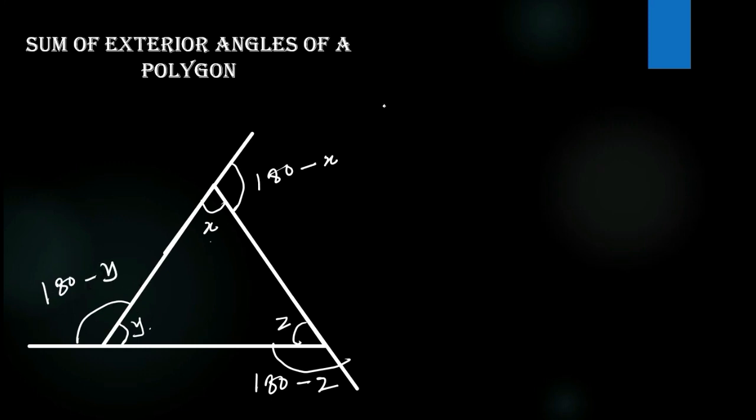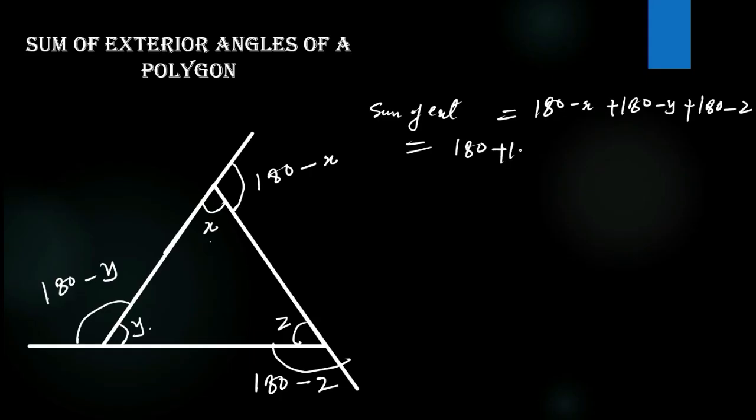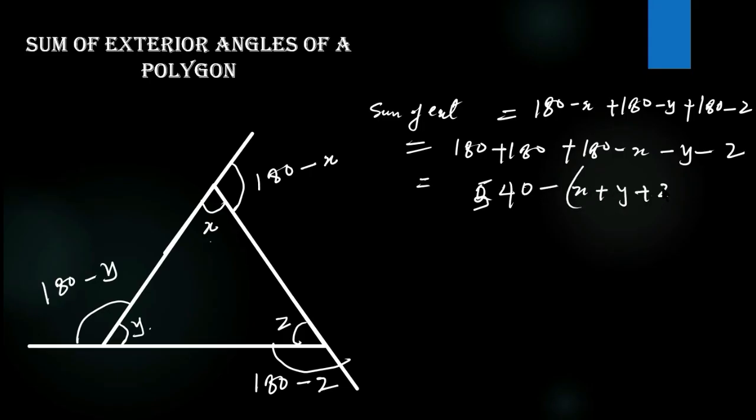So the sum of the exterior angles will be the same thing as 180 minus x plus 180 minus y plus 180 minus z. That is equal to 180 plus 180 plus 180 minus x minus y minus z. That's the same thing as 540. This is 180 times 3. That's 540 minus x. You can now use a bracket plus y plus z.